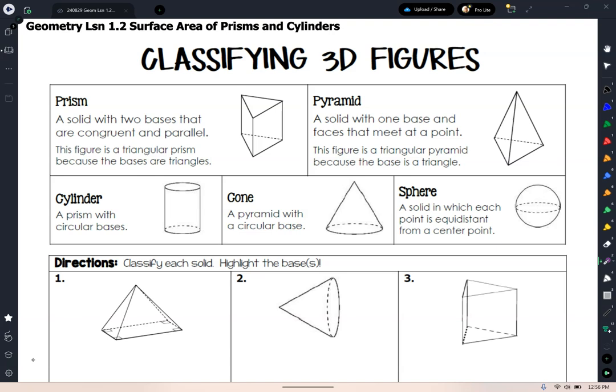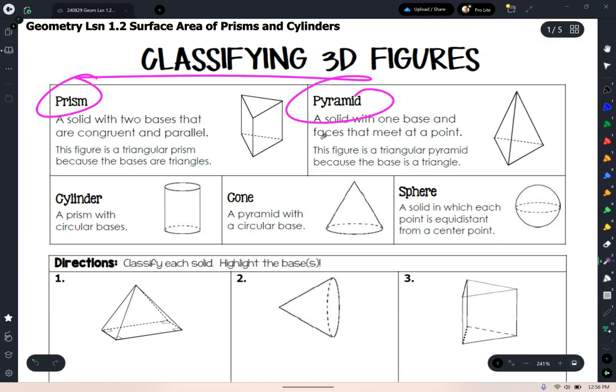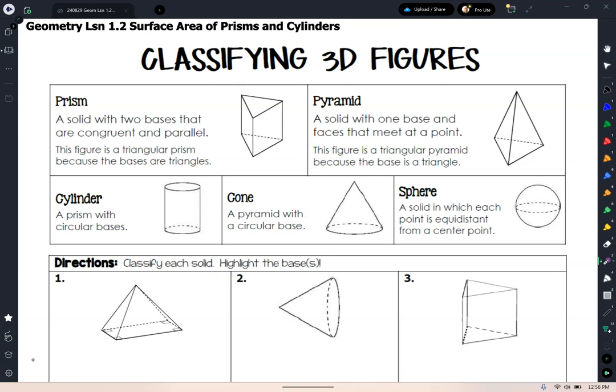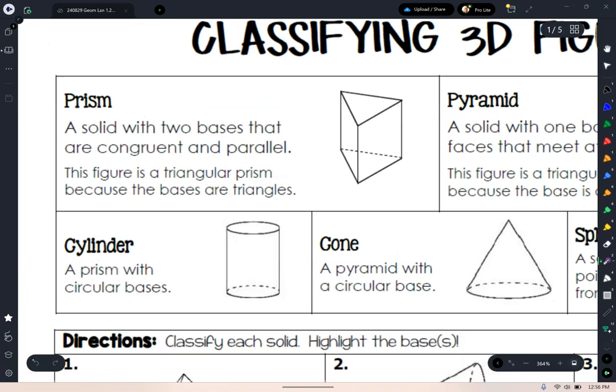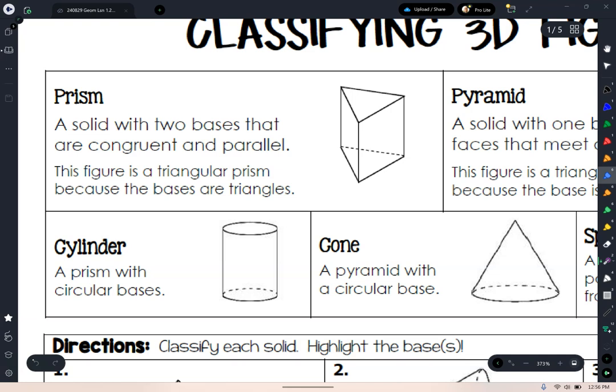All right, so let's define what these are. These right here that you see are classifications for what we call solids. So three-dimensional shapes in geometry, we call them solids, okay? And so these solids fit these classifications. Now the way this works is if you have a solid that has two bases to it, and those bases are congruent and parallel, then you have a prism. All right, hit the brakes, bases.